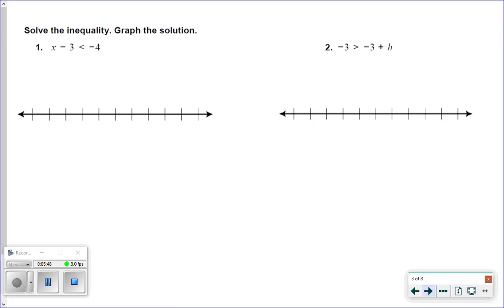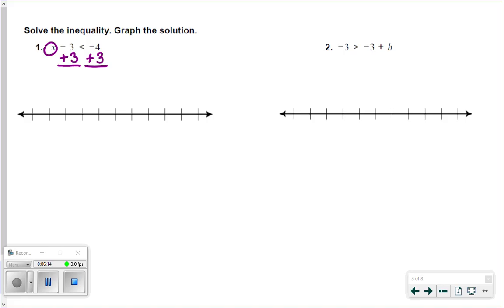Okay, so look at number 1. We have x minus 3 is less than negative 4. Our goal is to get that x value alone, or that variable, I should say. So I'm going to look at what did they do to x? Well, they subtracted a 3, or they combined with a negative 3. That's what I want to undo. So I'm going to do the opposite operation of that. And if I do it on one side, I'm just going to make sure that I do it on the other side.